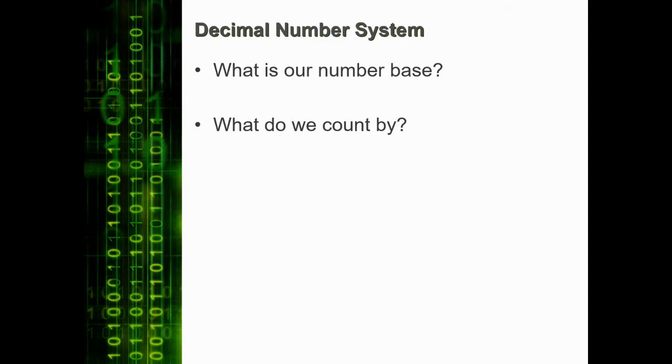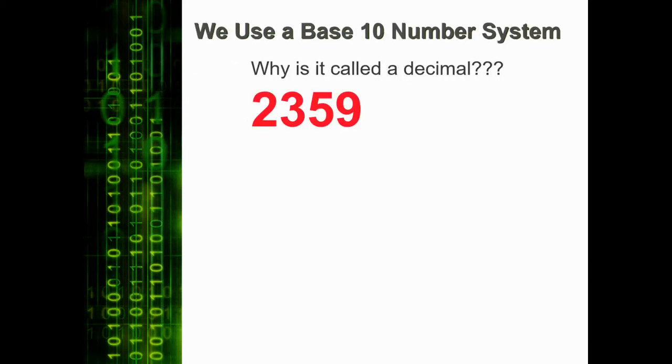So what is a decimal number? When we say a decimal number, what we typically think of as a number, what do we count by? We use what's called a base 10 numbering system. Each place value has 10 times the value of the place to the right. So for instance, this 9 is in what we call the ones place. What that means is that 9 represents 9 groups of one thing, whatever we're talking about.